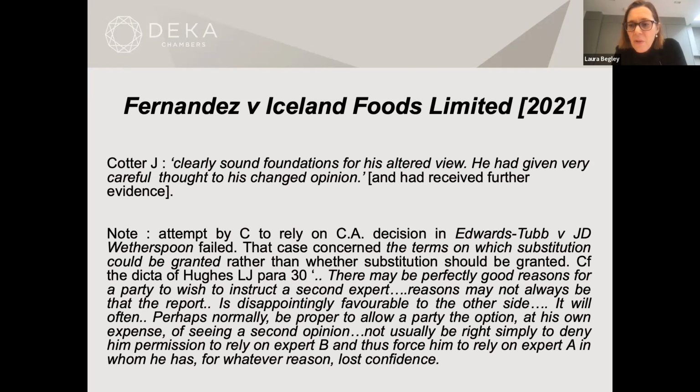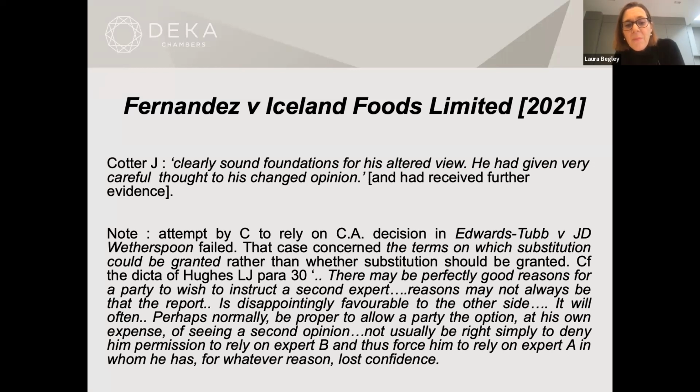And I think it's also interesting to note that in this case, the claimant attempted to rely on the Court of Appeal decision in Edwards-Tubb against J.D. Wetherspoon, which is a case you all may remember as well. And what Lord Justice Hughes had said in that case is there may be perfectly good reasons for a party to wish to instruct a second expert. The reasons may not always be that the report is disappointingly favourable to the other side.